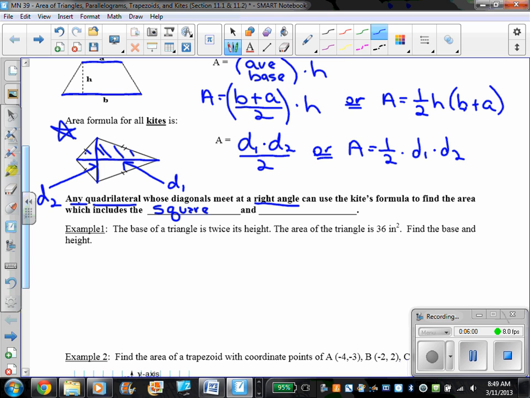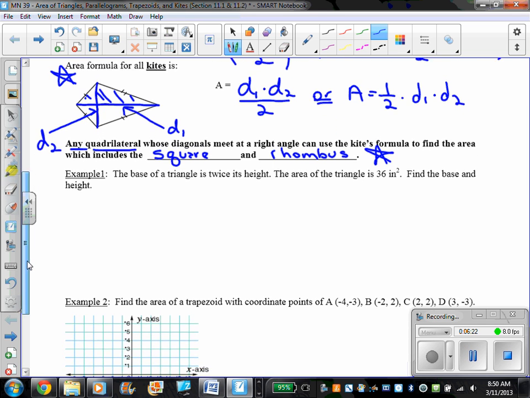The other one, and I'm sure if I gave you just a moment to think about it, you would say, hopefully, that it is the rhombus. So we have 3 shapes that can use that formula, d1 times d2 divided by 2. That's the square, rhombus, and the kite. So it kind of depends on what information they're giving you to determine which formula to use.